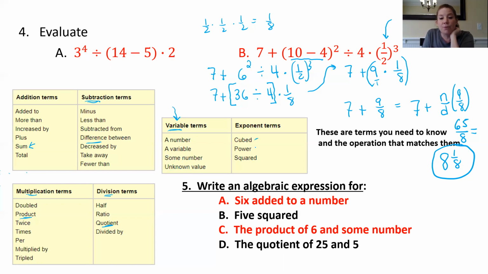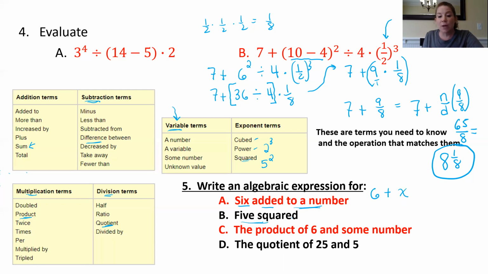We already talked about cubes, powers. That means like 2 to the power of 3 or 2 cubed. Squared always means a little 2, like 5 squared will be 5 to the second power. All right, so we're going to practice writing some algebraic expressions. So if I say 6 added to a number, well, I don't know what number, so I'm going to use a letter. I'm going to use an X to represent an unknown number. So 6 added to a number. There we go. That's my algebraic expression.